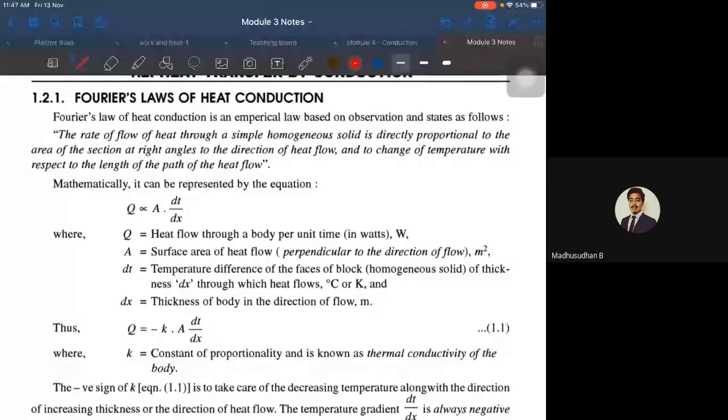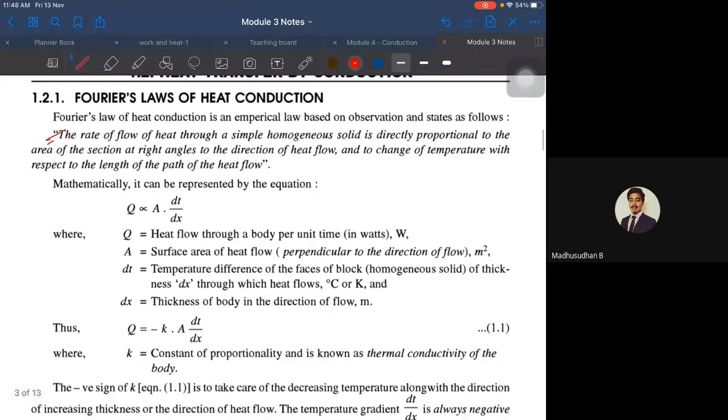Empirical relations are those relations which do not have a mathematical proof. Just by experimental observations, looking into the readings which they obtain, they form an equation, and such an equation is known as an empirical equation. Usually, empirical equations are derived from empirical laws. Too much theory is not required. Now, directly we shall get into the law. The law says that the rate of flow of heat through a simple homogeneous solid is directly proportional to the area of its cross section. Keep this in mind.